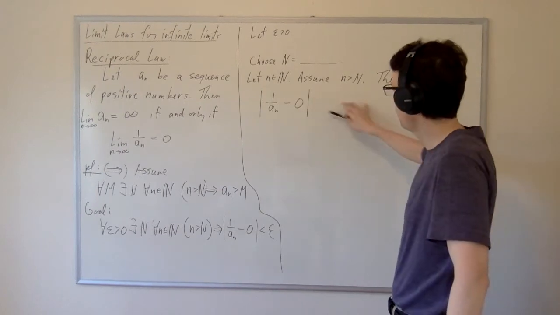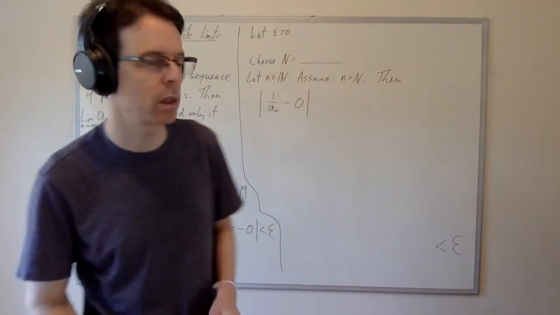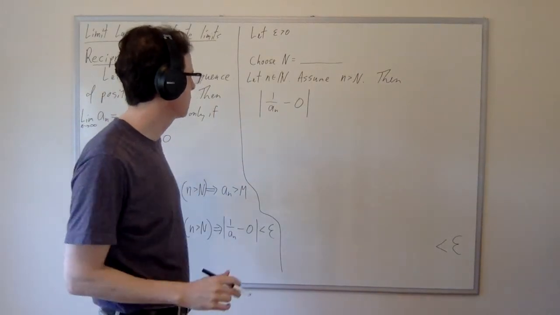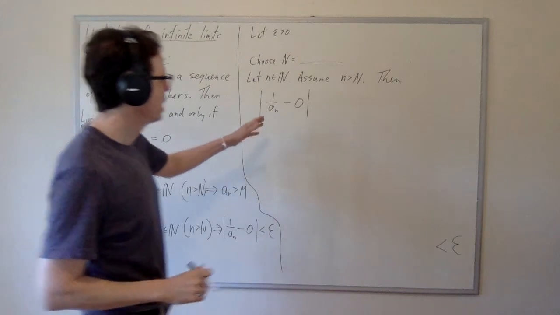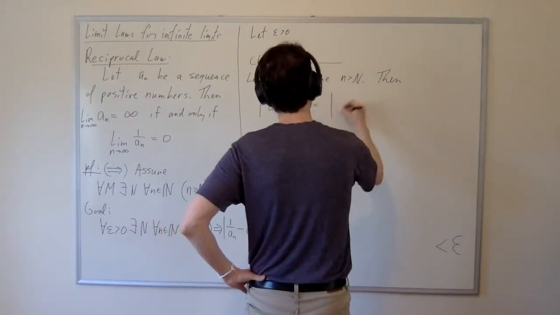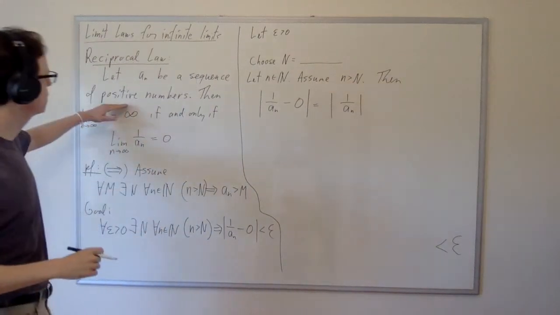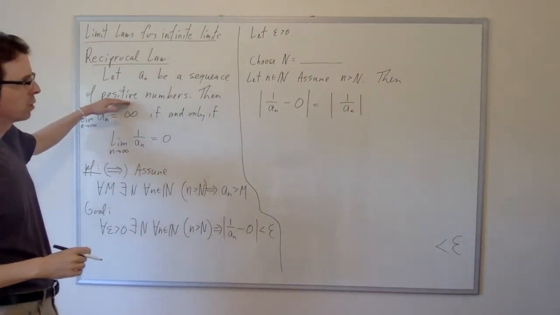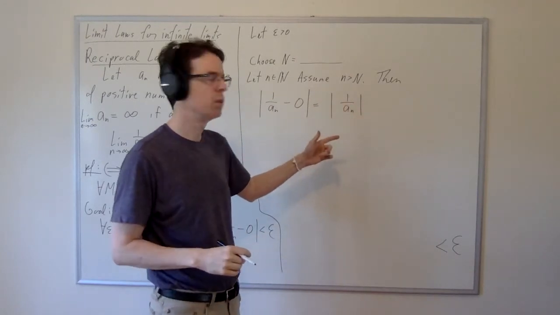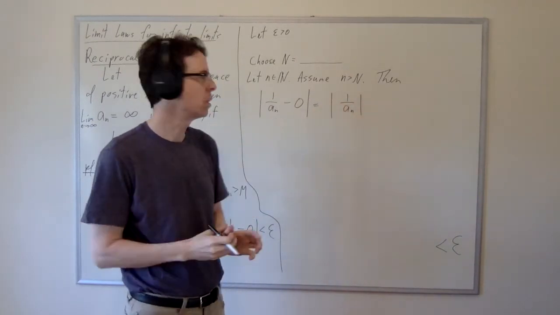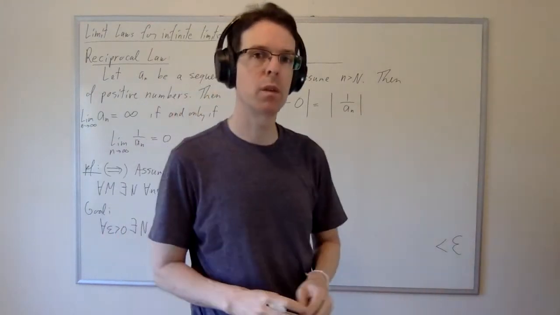And so this is where I would do a whole bunch of computation, if I were doing some ugly algebraic example. I need to get this thing less than epsilon. Now, let's simplify as much as possible. Minus 0 is redundant, so the first thing I want to do is throw that out. Now, because of the simplifying assumption that these are positive numbers, their reciprocals are also positive numbers. 1 over a_n is a positive number, and the absolute value of 1 over a_n is also a positive number.